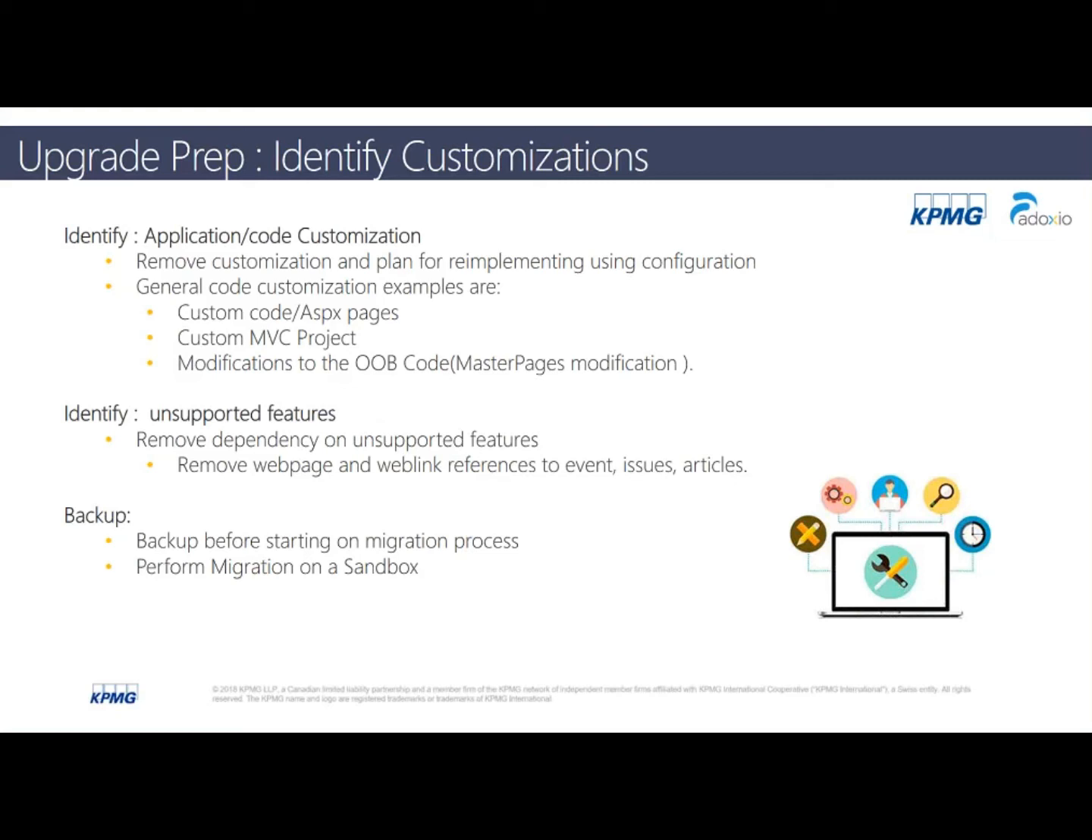You have to identify unsupported features. For example, if you are using events and you are on a community website, the first thing you need to do is remove your references to the event issues or articles. You can remove these dependencies beforehand or after the migration, and I'll show that. But if you want to do more prep work beforehand, it gives you the time frame to figure out your take or solution to achieve that.